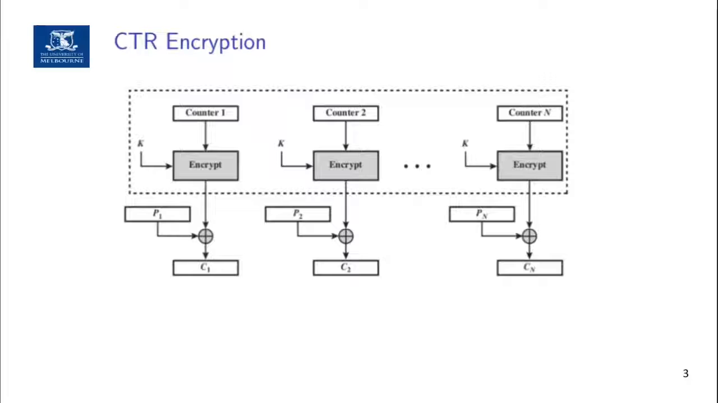CTR encryption is done in many blocks according to the number of blocks of plaintext. A key and the counter value are used. The counter includes some nonce value to make it more unique and random.